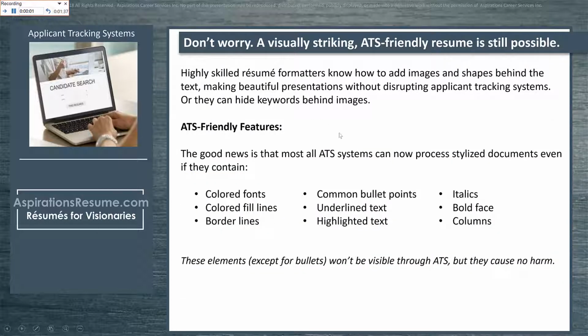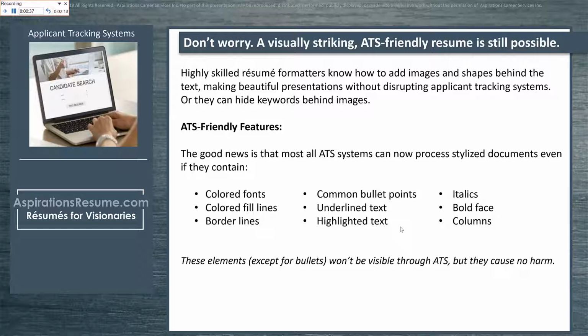So you can, however, there are a lot of things that you can do. You can use colored fonts, colored fill lines, border lines, common bullet points. The one in Microsoft Word that's actually called bullet is the single most universal. Underlined text, highlighted text, italics, boldface. I try to avoid using columns nowadays because that doesn't work that much. So maybe not disregard columns here. But underlined text, highlighted text, it looks nice on your current resume.